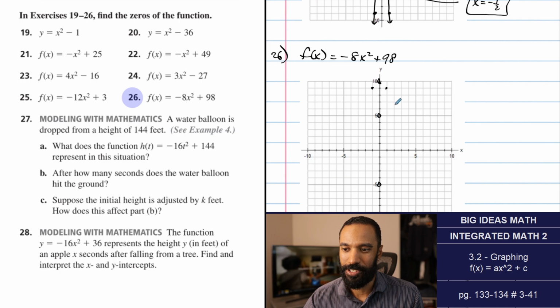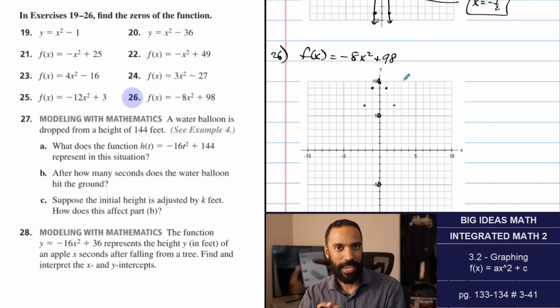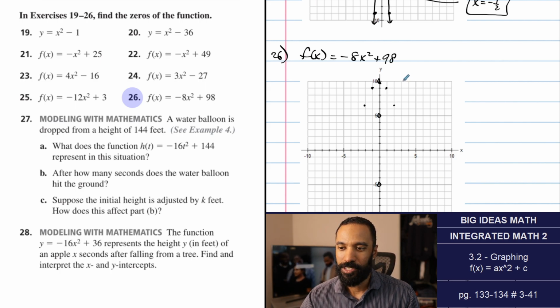So here's 50, here's 60, here's 66. This is kind of fun. Over 3 down 9 times 8 is down 72. 72 away from 98 is 26. So 10, 20, 26, like that.